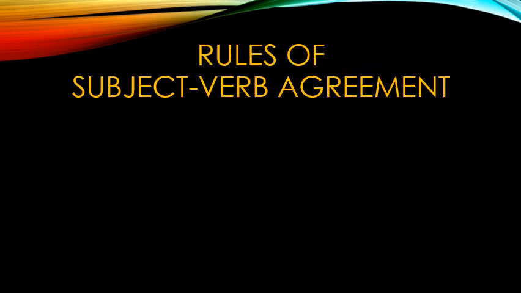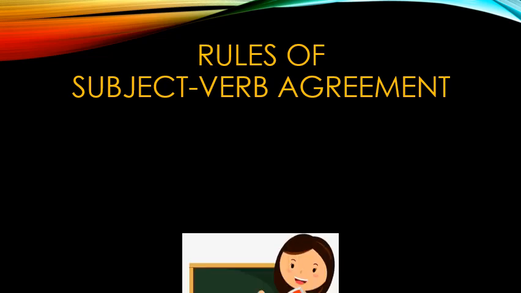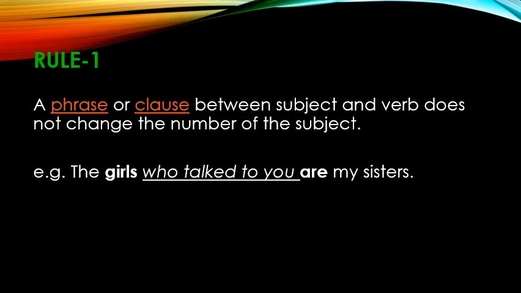Now we know the basic rule, but there are certain more rules to understand it clearly. A phrase or clause between subject and verb does not change the number of the subject. Now in this sentence, the girls who talked to you are my sisters. Now in this sentence, the word girls is the subject. Although there is a phrase added in between, it cannot change the subject and the verb. The girls who talk to you are my sisters.